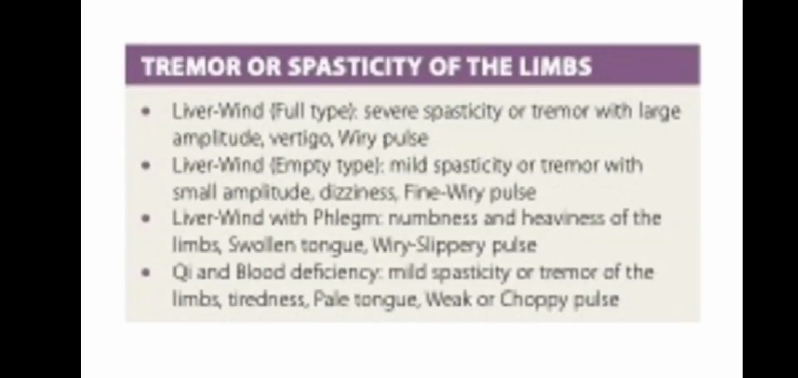Spasticity and tremor of the limbs may also appear at the blood level, when the heat generated by the febrile disease either leads to liver wind or depletes the yin to such an extent that empty wind is generated. As a summary for tremor or spasticity of the limbs, if it is due to liver wind, which is the full type, there will be severe spasticity or tremor with large amplitude, vertigo, and a wiry pulse. If it is due to liver wind, that is the empty type, there will be mild spasticity or tremor with small amplitude, dizziness, and a fine and wiry pulse. For liver wind with phlegm, there will be numbness and heaviness of the limbs, swollen tongue, and a wiry, slippery pulse. If it is due to qi and blood deficiency, there will be mild spasticity or tremor of the limbs, tiredness, pale tongue, weak, or choppy pulse.